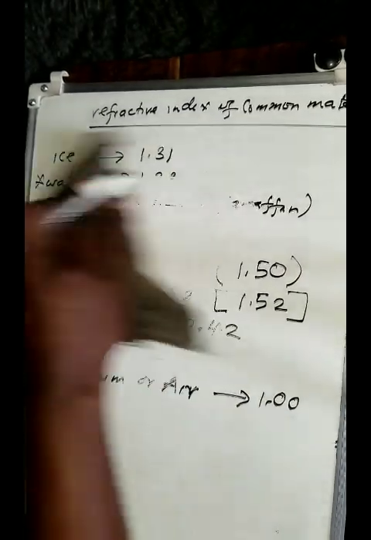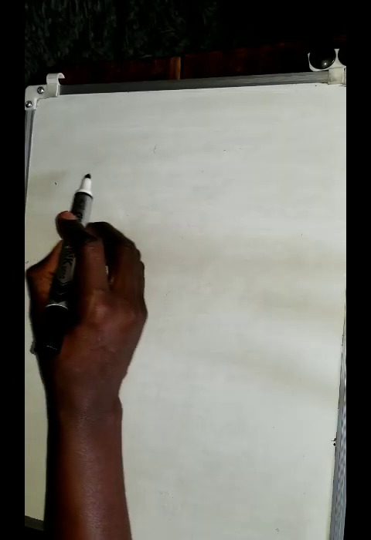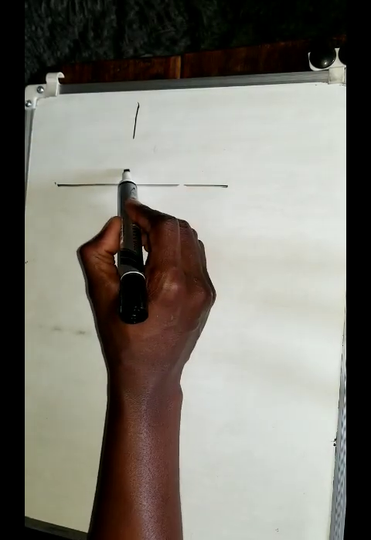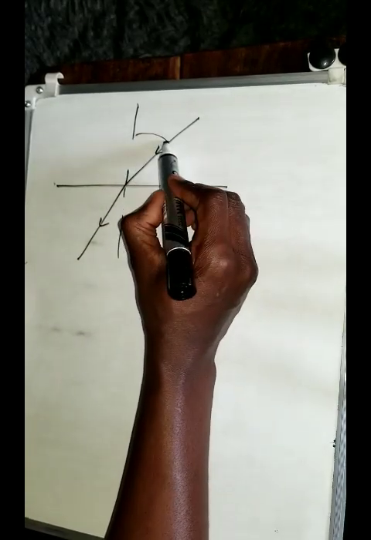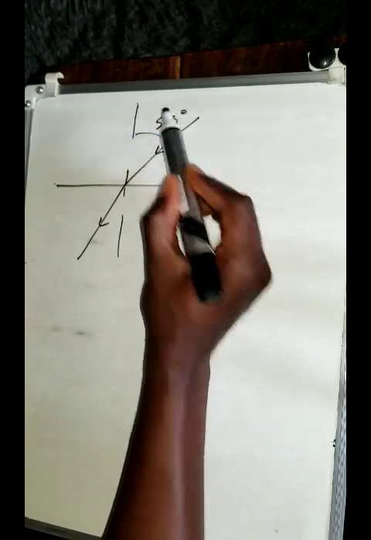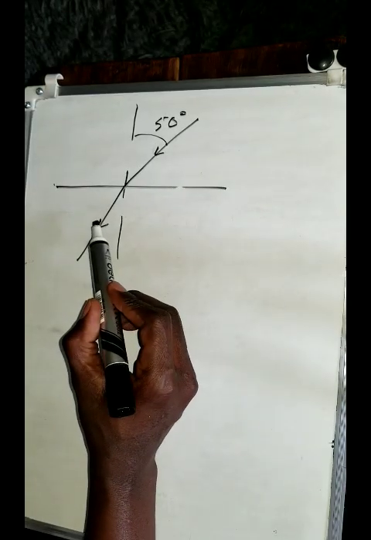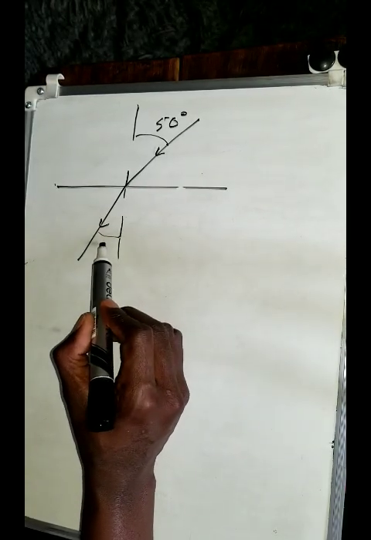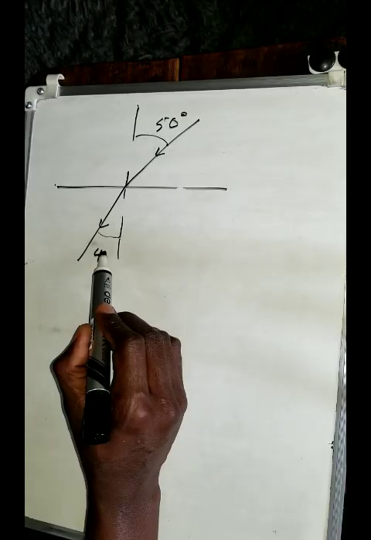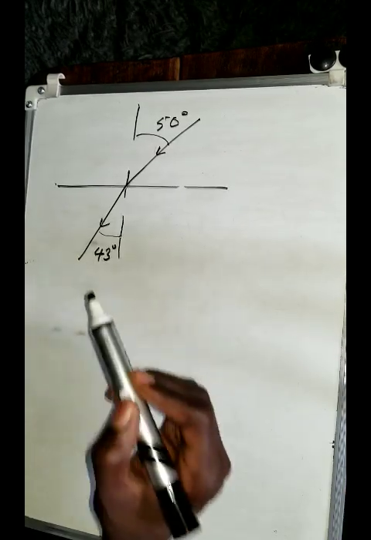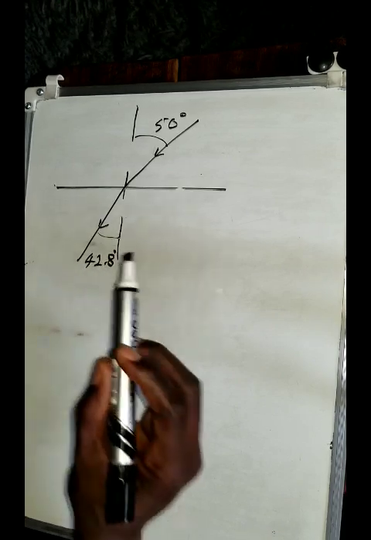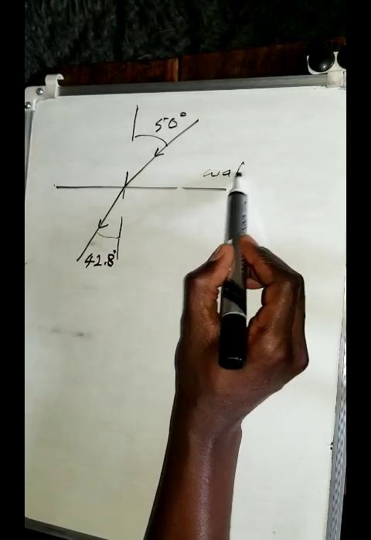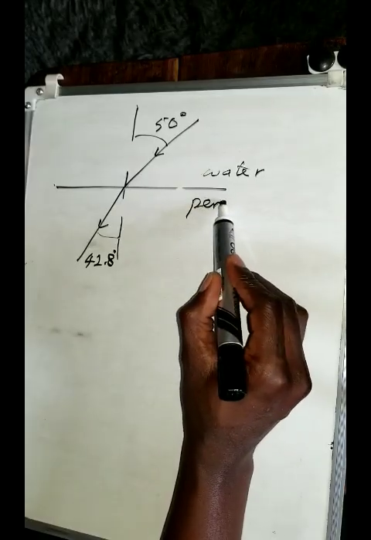All right, let's try to do another one. How can you actually do it? Suppose I give you a particular material, and I tell you that the angle of incidence is simply 50 degrees, and the angle of refraction is, let me say, 42.8 degrees, and I tell you that this is water and that is perspex.